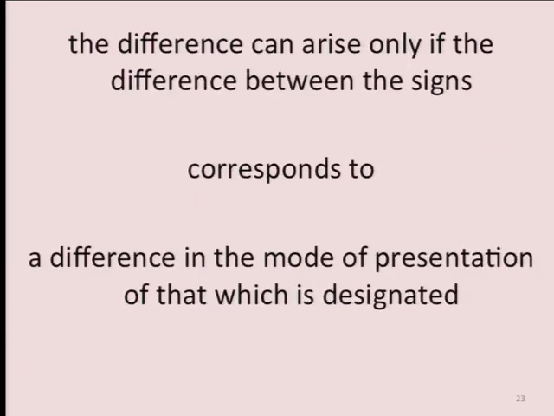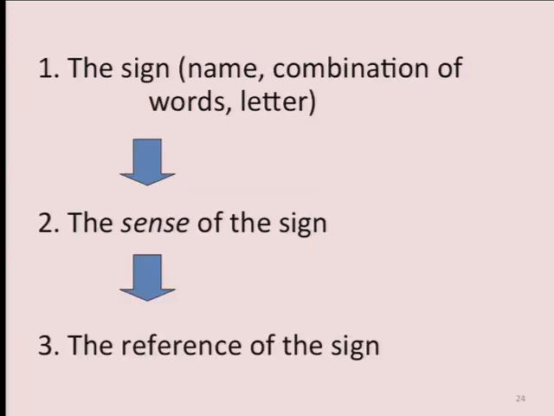And then Frege says, the difference can arise only if the difference between the signs corresponds to a difference in the mode of presentation of that which is designated. So as you saw in those pictures I was giving, there's the way the thing is given to you by Clark Kent, there's the way the thing is given to you by Superman, and these are different. Your take on the thing when you're saying Superman, your take on the thing when you're saying Clark Kent are different. So you've got to recognize three levels. There's the name, there's the sense of the sign, and there's the reference of the sign. That's the argument.